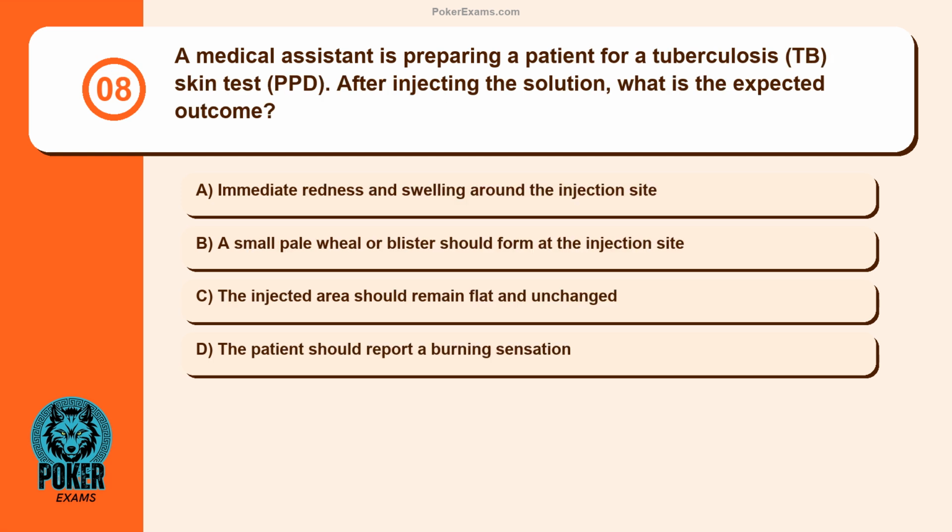Question 8. A medical assistant is preparing a patient for a tuberculosis, TB, skin test, PPD. After injecting the solution, what is the expected outcome? Immediate redness and swelling around the injection site. A small pale wheal or blister should form at the injection site. The injected area should remain flat and unchanged. The patient should report a burning sensation.